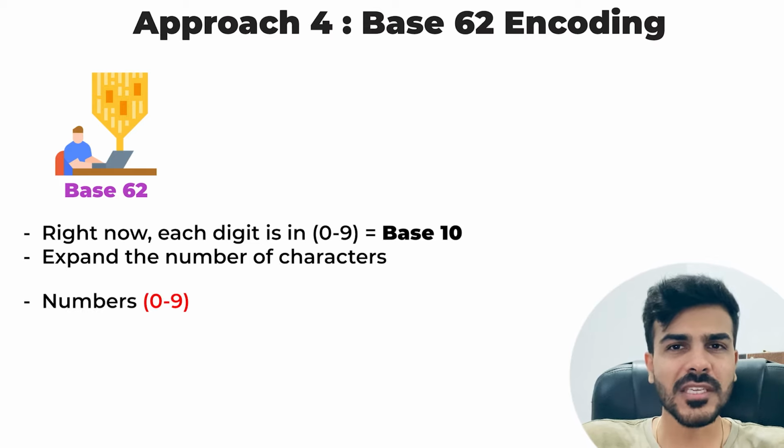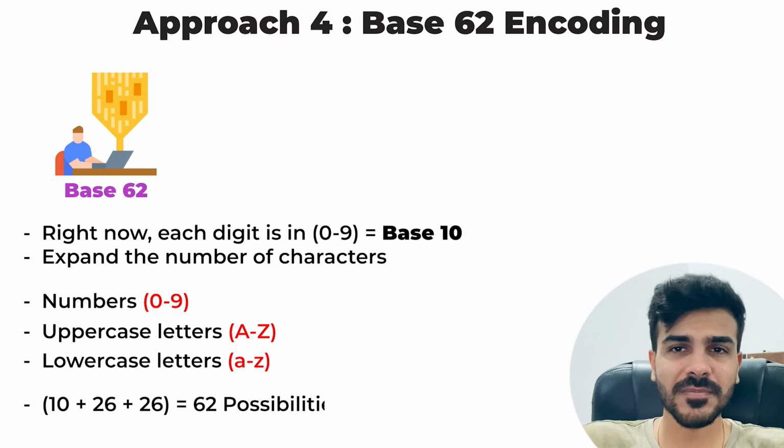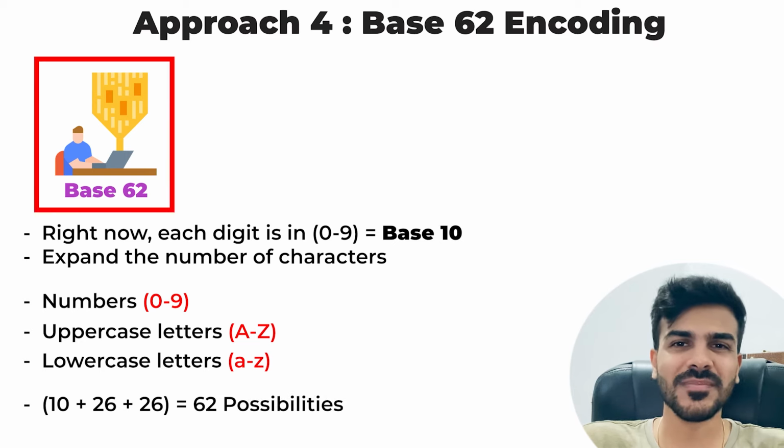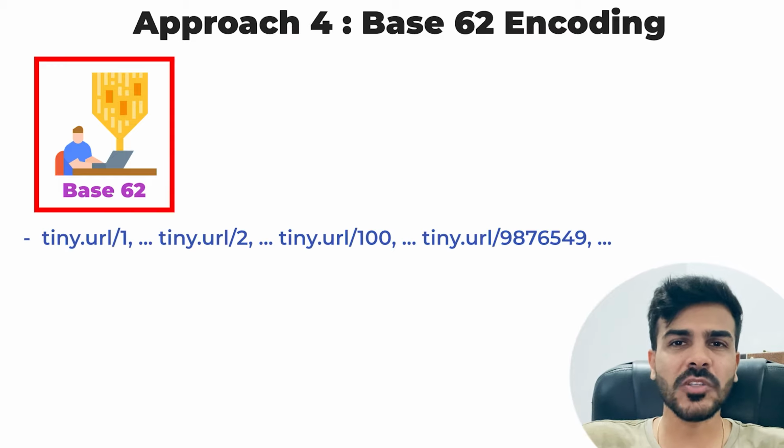Let's include numbers 0 to 9, uppercase letters A to Z, and lowercase letters a to z. So we have a total of 10 plus 26 plus 26, which is 62 possibilities. That is exactly base 62. It's like giving our numbering system a major upgrade. Why is this useful? With base 62, instead of generating URLs like tiny.url/1, tiny.url/2, tiny.url/100, and going on till tiny.url/9876549, let's say, which is base 10.